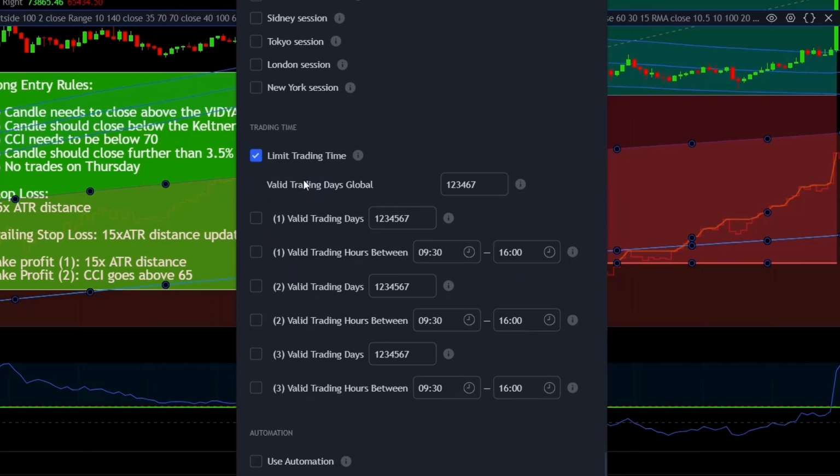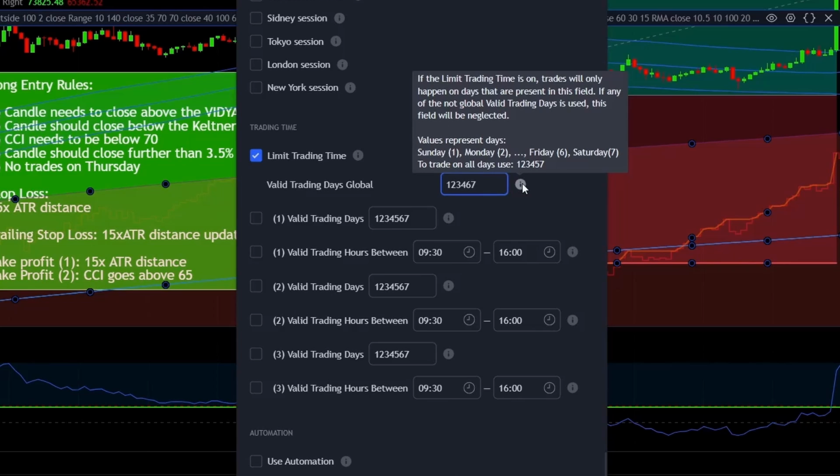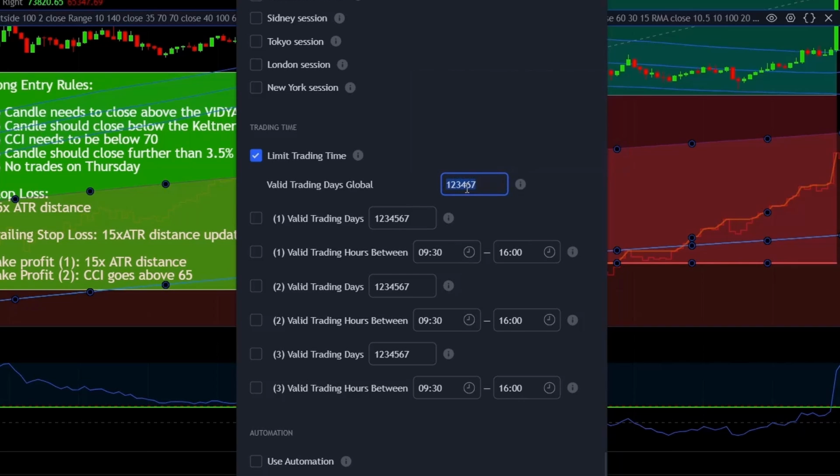I almost forgot about the trading time limiter. As I said, we don't take trades on Thursdays, and here you can set that up too. So 1 means allow trades on Sunday, 2 means allow trades on Monday, 3 means allow trades on Tuesday, 4 on Wednesday, and 5 is for Thursday. So simply I removed the 5, and that's why the script won't allow trades on Thursdays.